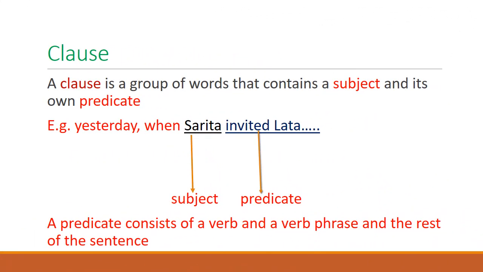So let's see what a clause is. A clause is a group of words that contains a subject and its own predicate. See this example: Yesterday when Sarita invited Leda. In this sentence, Sarita is the subject and invited Leda is the predicate. A predicate consists of a verb and a verb phrase and the rest of the sentence.